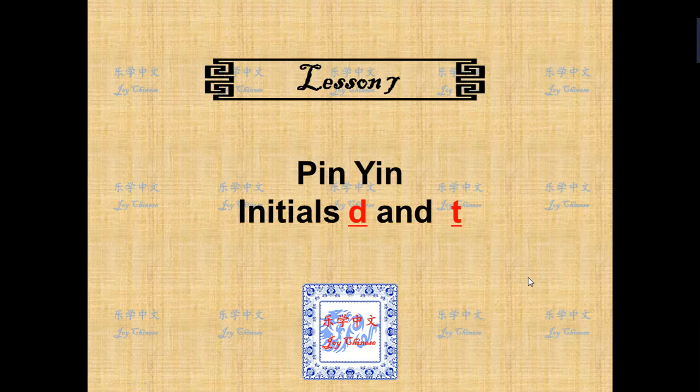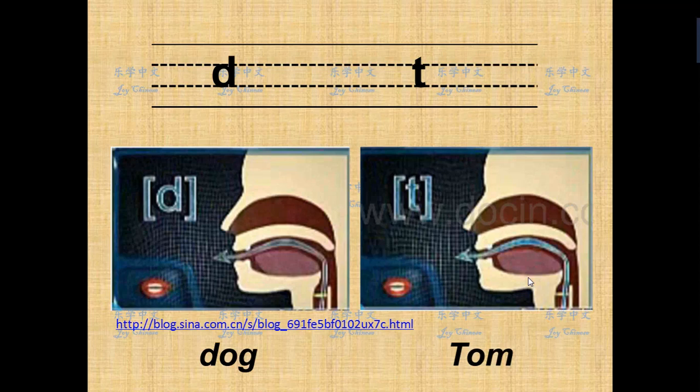In this video, I will explain how to pronounce initials d and t. These two initials have a similar place of pronunciation. You first put the tip of your tongue close to your top gum and push the airflow through your throat and your mouth. So let's repeat.